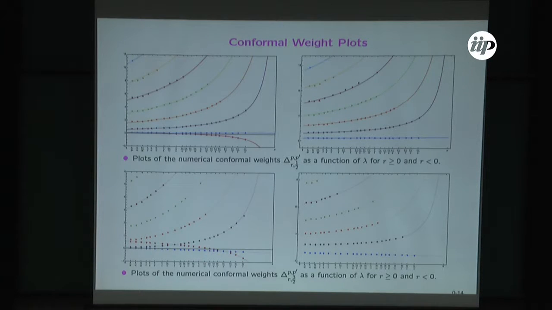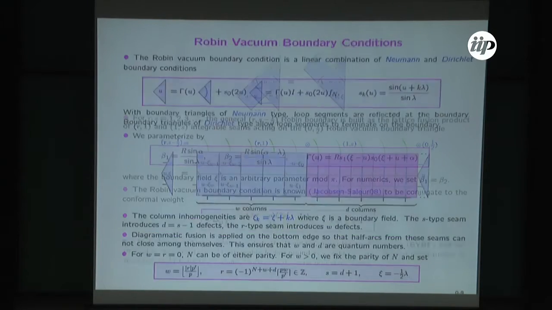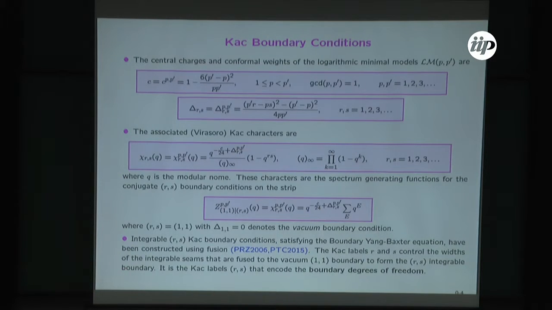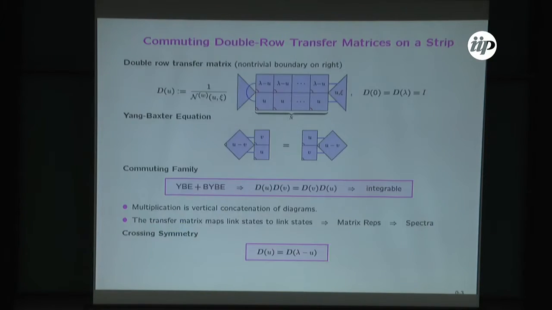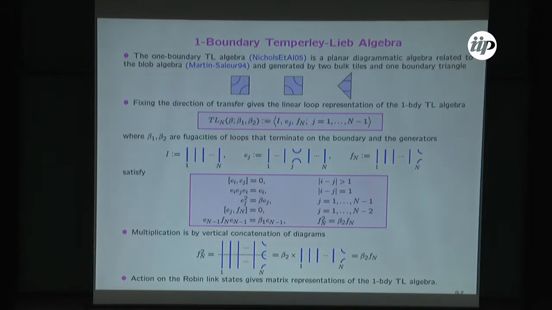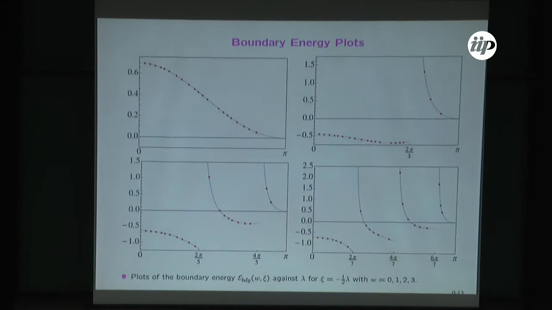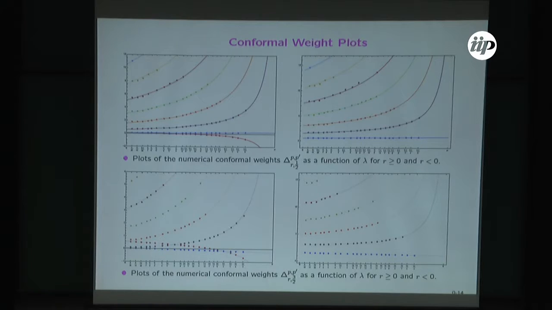And again, I should stress that the sign of R is related to the parity of N. So I have to find a formula for you. Where was it? Here. So you can see that the sign of R is related to the parity of N, well, strictly N plus W plus D. So that you have R negative, and to get all the conformal weights, you want to allow R negative.